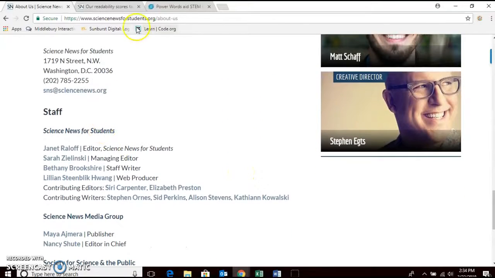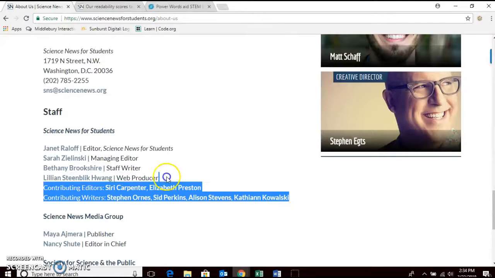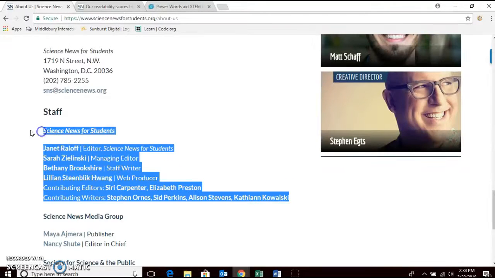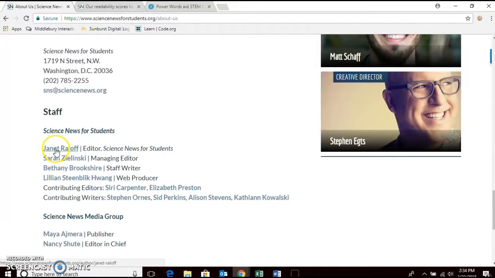So we can see the Science News for Students, which is the website that we are on. And we can see the editor, the managing editor, staff writer, web producer, and a bunch of contributing editors and writers all right here. That's really cool because you can click on their links and contact them through there.